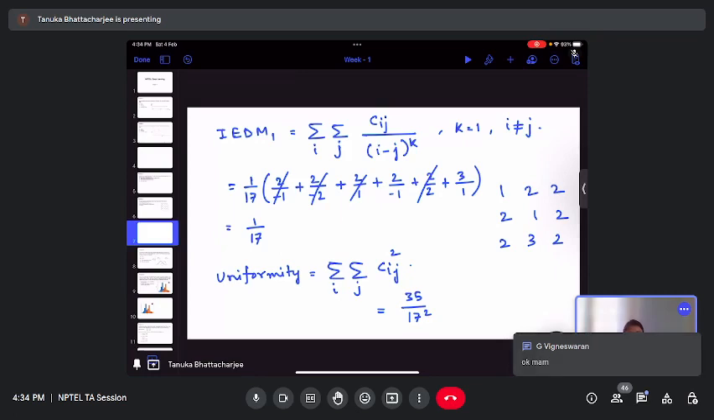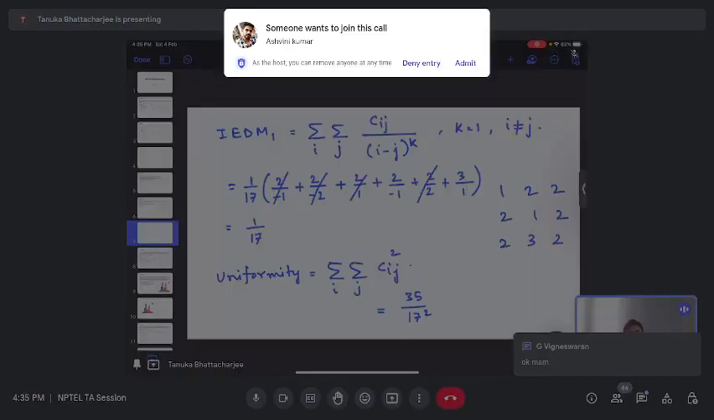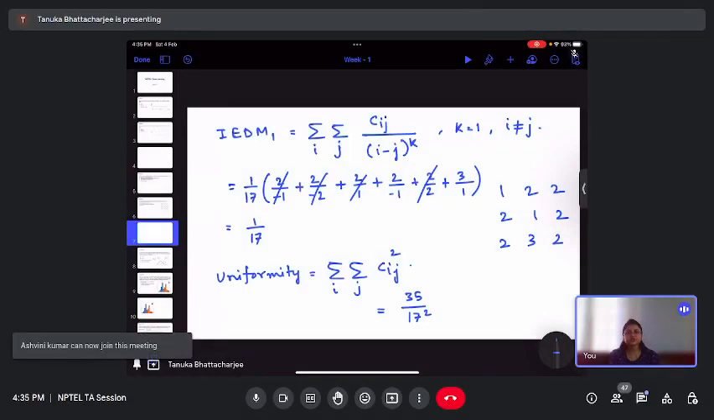Okay. So I guess the concept of this feature extraction from the Gray co-occurrence matrix is clear to everyone. If you have any doubts, you can just post them in the chat. I'll wait for 2 minutes here if you have any questions.